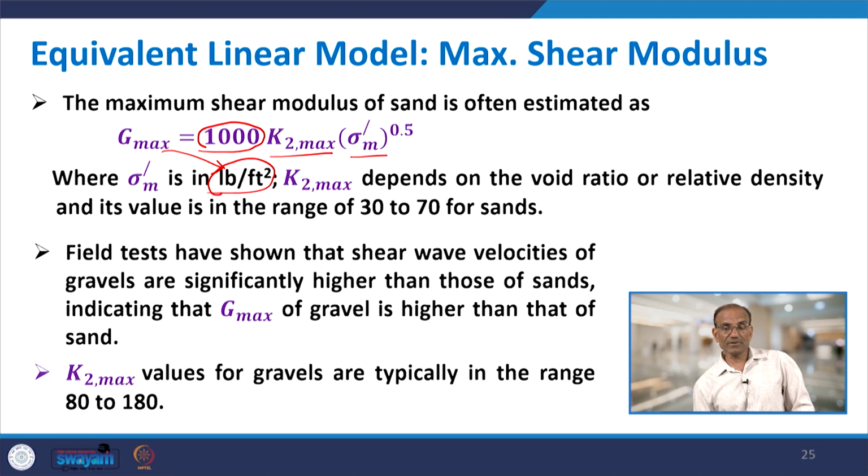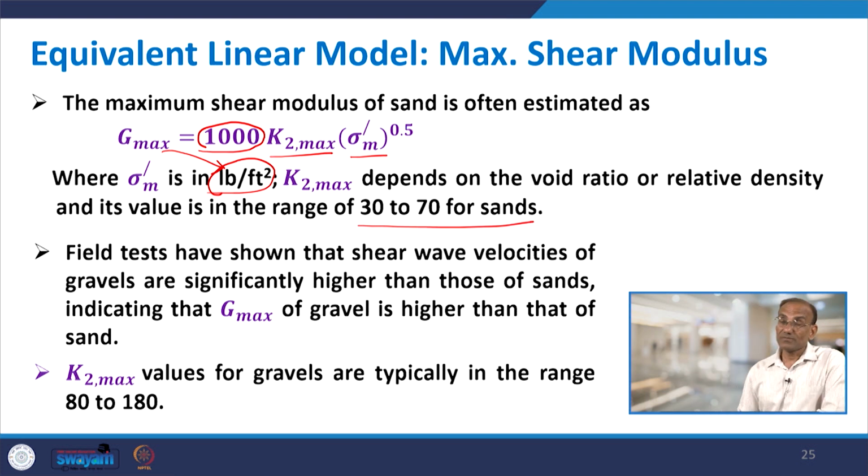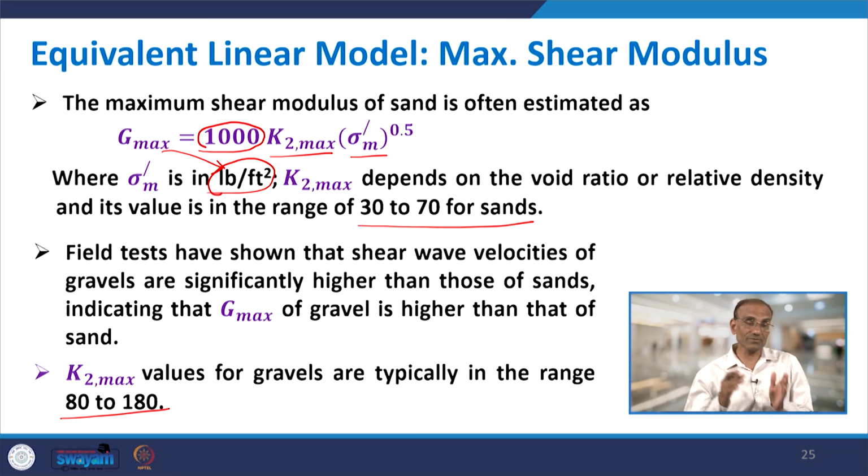K2max depends on the void ratio or relative density, and its value is in the range of 30 to 75 for sands. But it has been found from field tests that the shear wave velocities of gravels are significantly higher than those of sands, indicating that Gmax of gravel is higher than that of sands. K2max values for gravels are typically in the range of 80 to 180. So the value of K2max is higher for gravels and less for sand, as expected, because the maximum shear modulus Gmax is higher for gravels than sands.